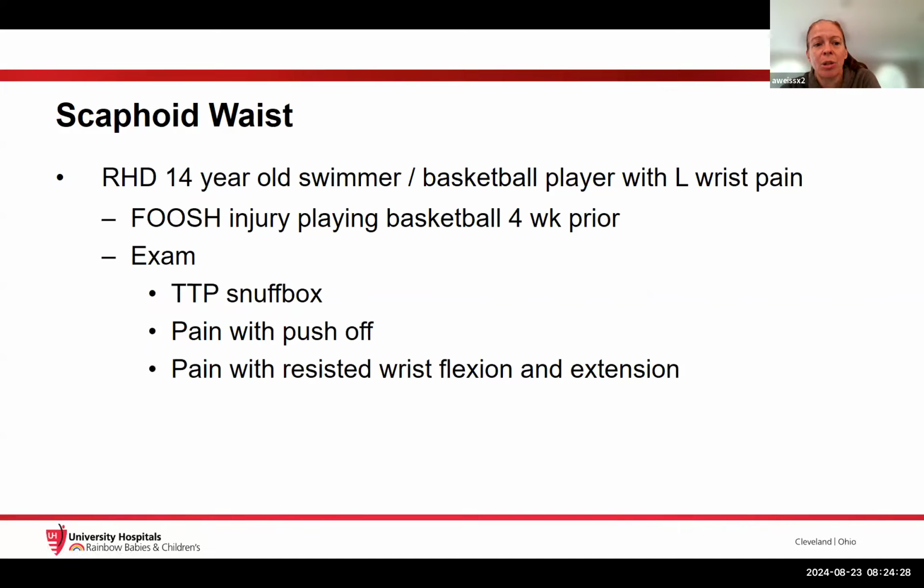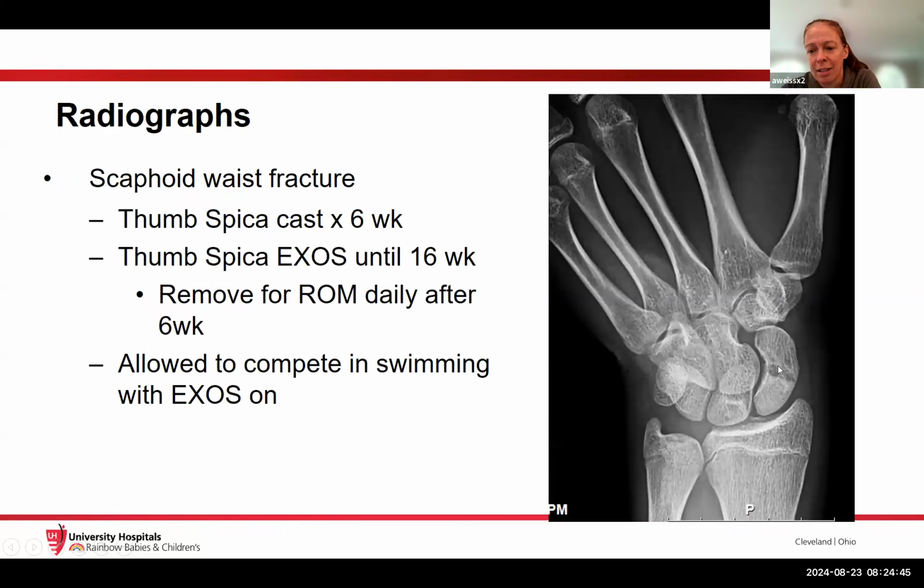This is a similar case, a 14-year-old swimmer who fell playing basketball, and his mom told him he was fine, he was fine, he was fine, and he continued to have pain and finally came in a month later. Had snuff box pain, pain with push-off, and pain with strength testing in the wrist. And he had this scaphoid waist fracture, which, if you look at it, looks like there's a little resorption around the fracture site.